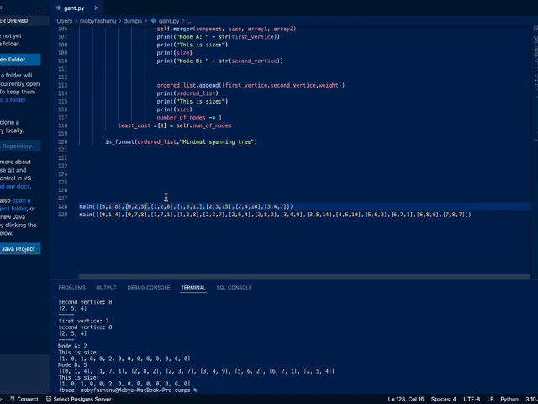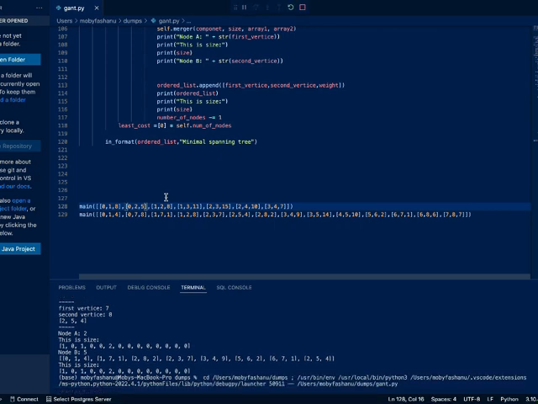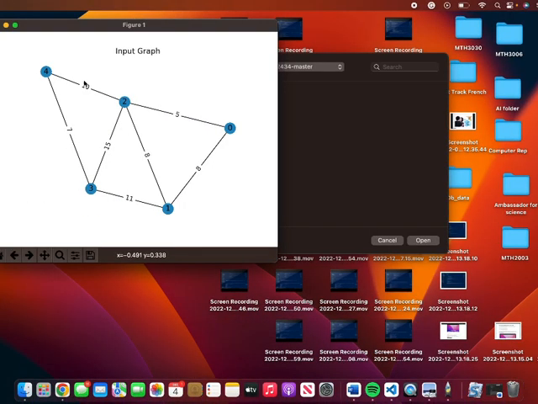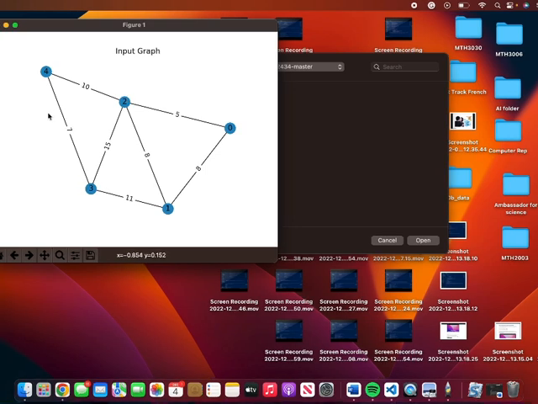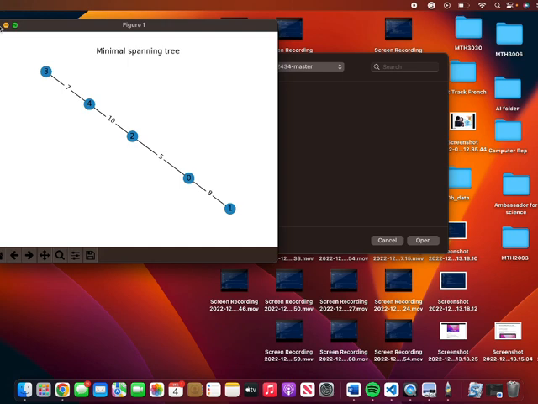When run, the input graph is then shown to the user. As we can see, all connections present here are displayed accurately. Then, when X is pressed, the minimal spanning tree is produced.